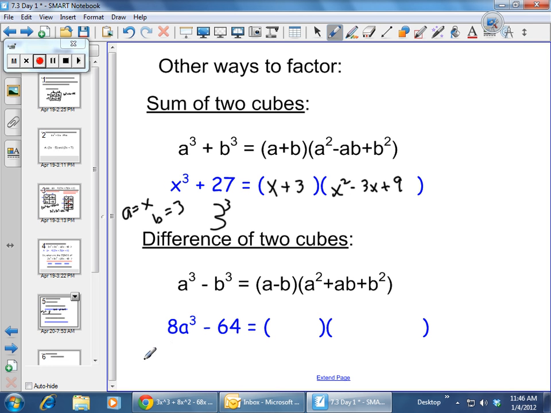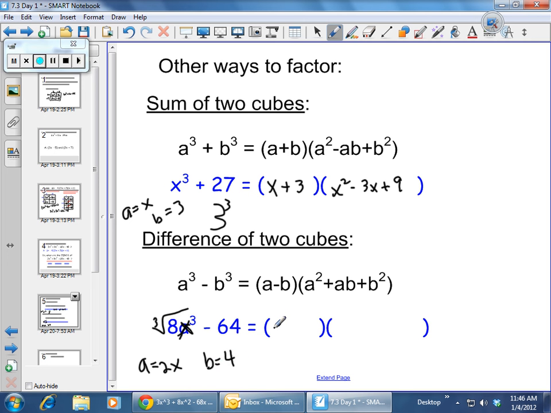So in this case, a is actually, I don't like this. Let's change this to a b instead. No, not a b. I don't want to use a's and a's. Let's change it to, just call it 8x to the third. So in this case, we've got a equaling, well, we have to do the third root of this stuff to get us a. So it'd be 2x. And then the third root of 64 is 4, so b equals 4.